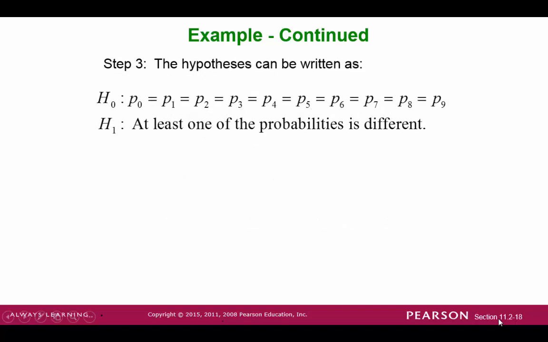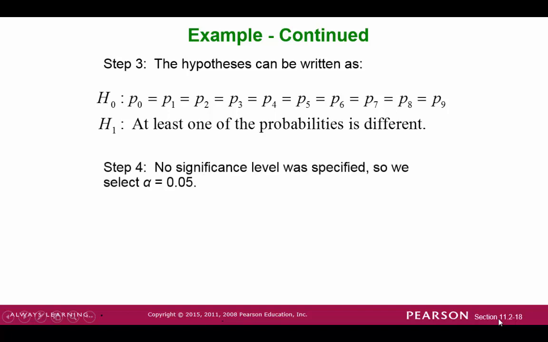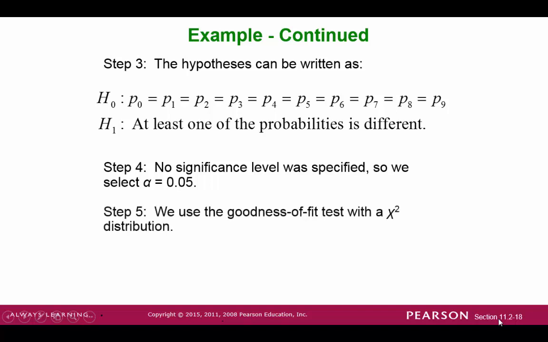In step 3, we organize those two statements and identify the null hypothesis as the one with the string of equalities, and then the alternative hypothesis is the one that says at least one of the probabilities is different. Our significance level is given to be 0.05, and we will be using a chi-square distribution for the goodness of fit test.